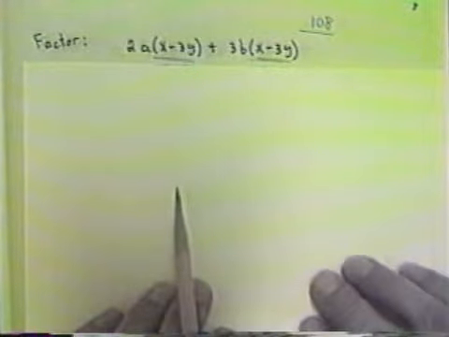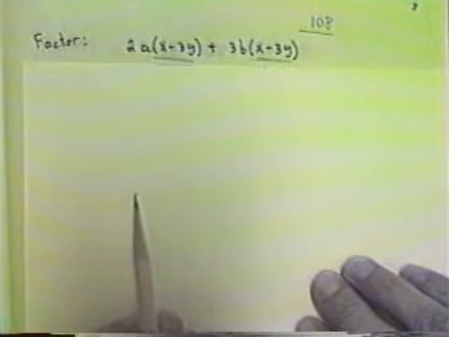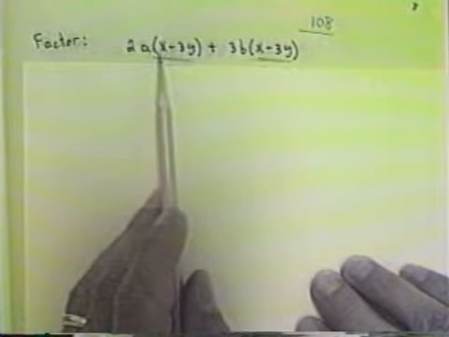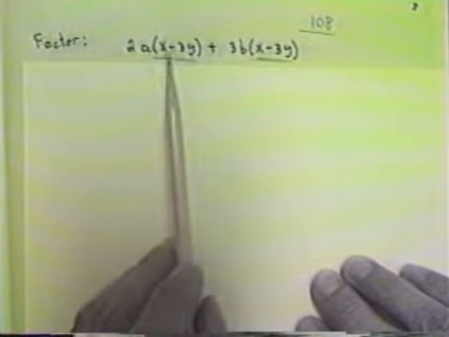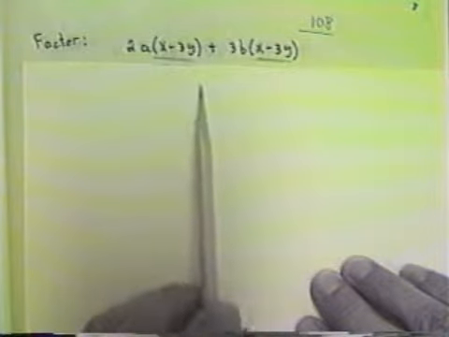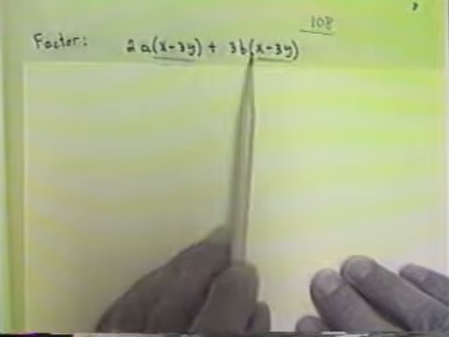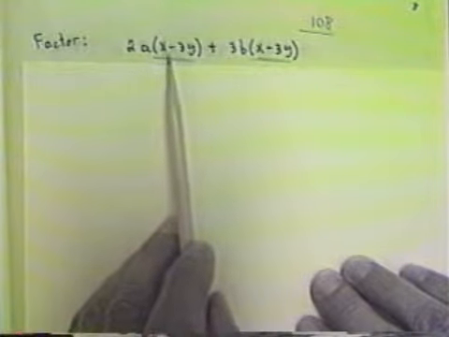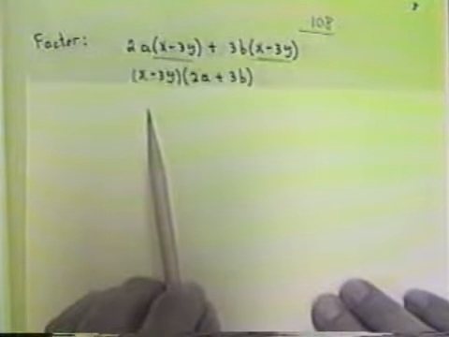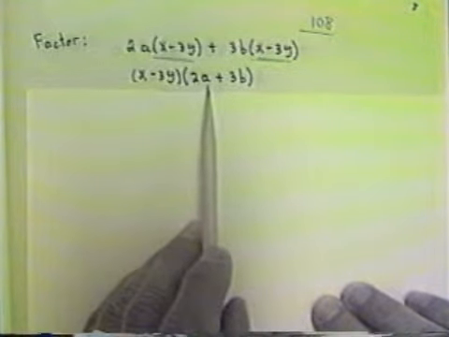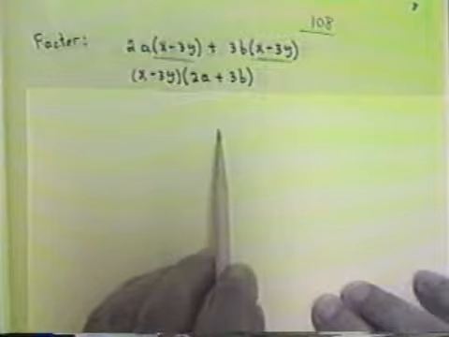Now I can pretend that x - 3y is a single expression. And it is a single expression, a single factor, x - 3y. I can pretend that so I can then apply the distributive property. So I'm going to factor an x - 3y from both of them. In other words, I'm going to divide both of them by x - 3y. And I'm going to get (x - 3y) times (2a + 3b).